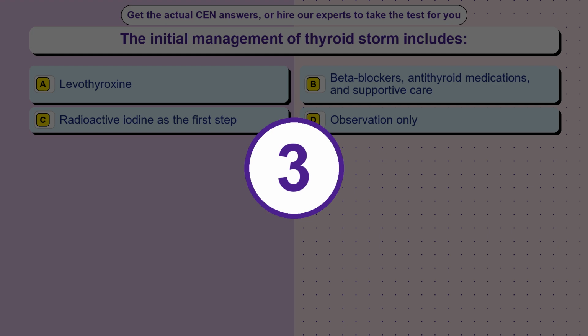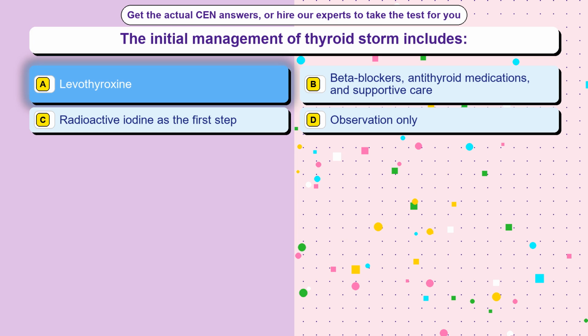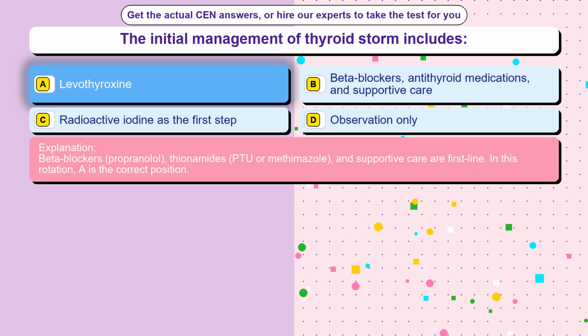The correct answer is option A, levothyroxine. Beta blockers, propranolol, thionamides, PTU or methimazole, and supportive care are first line. In this rotation, A is the correct position.